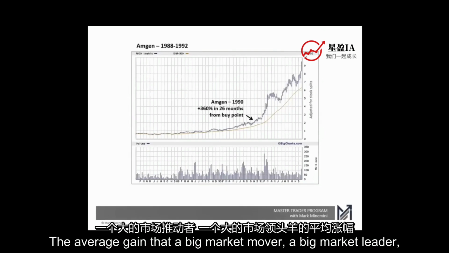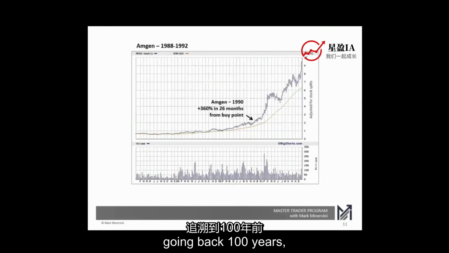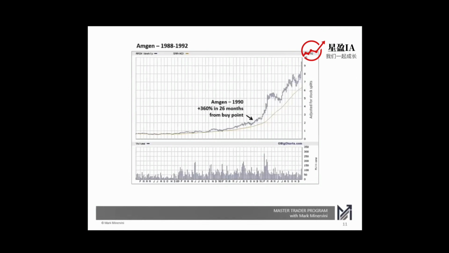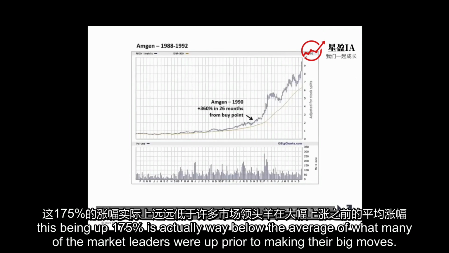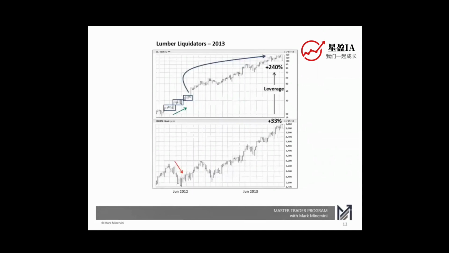The average gain that a big market leader made, based on the biggest moving stocks going back 100 years, all the way back to the late 1800s, prior to making its big move was about 350%. So again, this being up 175% is actually way below the average of what many of the market leaders were up prior to making their big moves. So let's take a look.